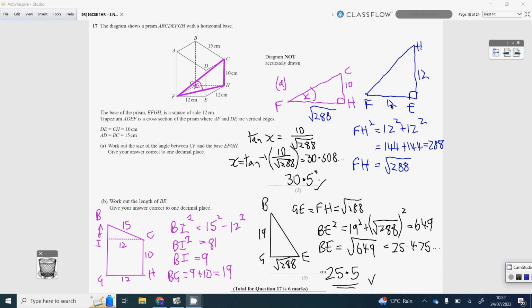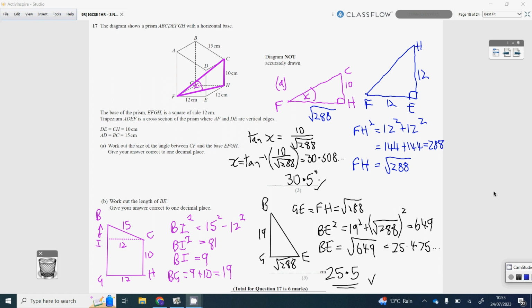FH squared is 12 squared plus 12 squared. So FH is the square root of 288. And I'm just going to leave it as the square root of 288. That's exact and quick to put into my calculator. So now that I know two sides of the triangle, I can work out the angle X using SOHCAHTOA. So that side is opposite, this side is adjacent, so I'm going to be using tan. So tan X is my opposite side of 10 over my adjacent side of root 288. So inverse tan both sides. X is going to be inverse tan 10 over root 288, which is 30.508, which to one decimal place is 30.5.